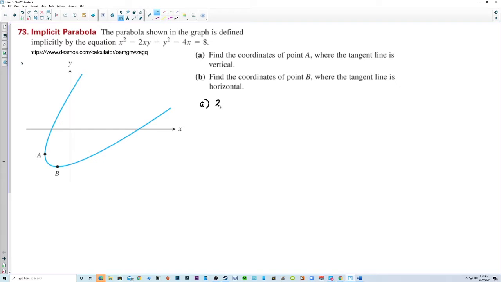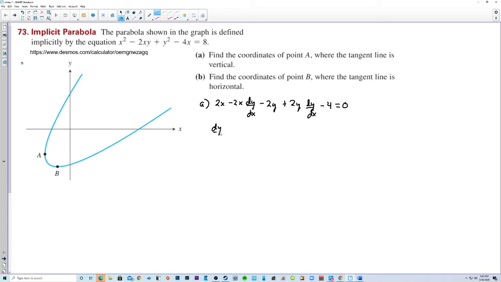So we have 2x, and then first times the derivative of the second, plus the second times the derivative of the first, but the derivative of the first is negative 2. Then we have plus 2y dy/dx minus 4 is equal to 0.